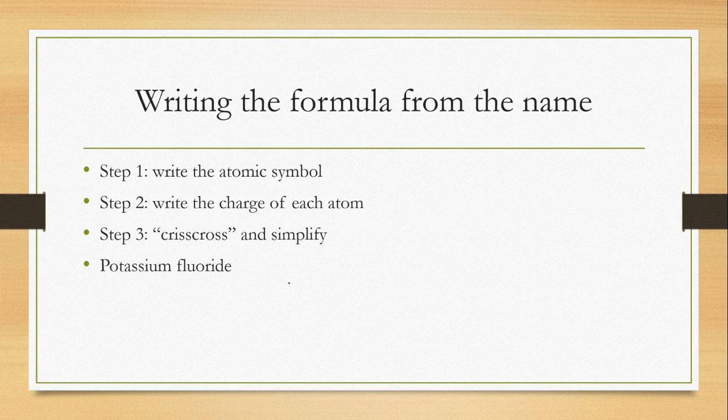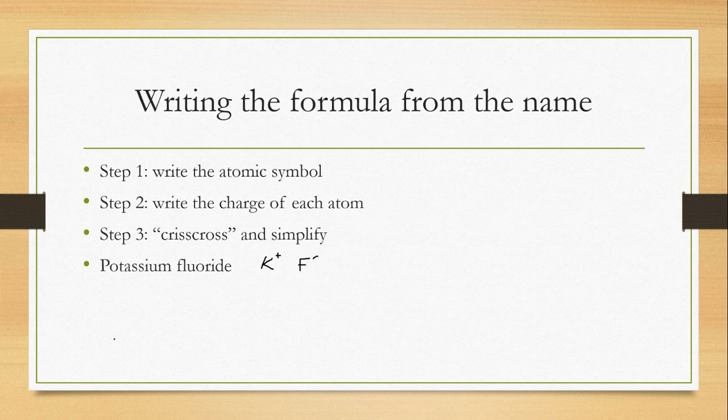Let's write out the atomic symbols first. Potassium is a K, and fluorine is an F. Step 1 is done. Then I'm going to write the charge of each. Potassium, if you look at your periodic table, is in group 1, so I know it's going to have a +1 charge. We just write plus. And fluorine is a group 7, so we know it's going to have a -1 charge, so just minus.